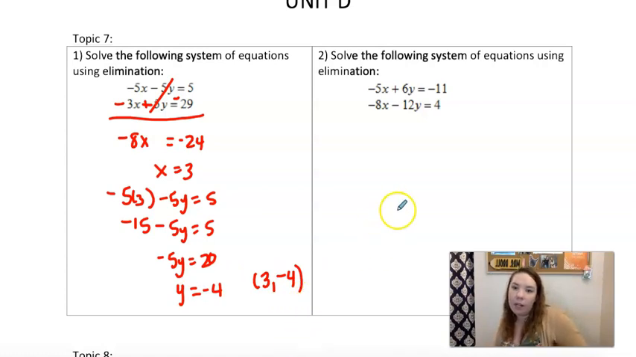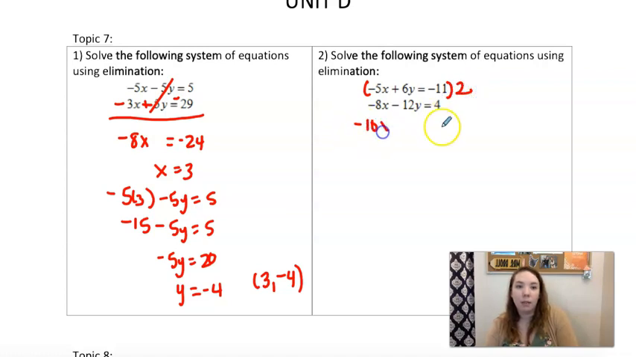All right, so now we're getting into where we'd actually have to multiply to get them to be the same. So I think my y's would be easiest to become the same because I could take 6 times 2 to get a positive 12. So I'm going to multiply the whole top equation by 2, which will give me negative 10x plus 12y equals negative 22, and now we're ready to cancel. So it'll give me negative 18x equals negative 18, so x is 1.